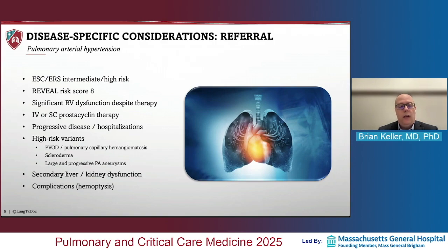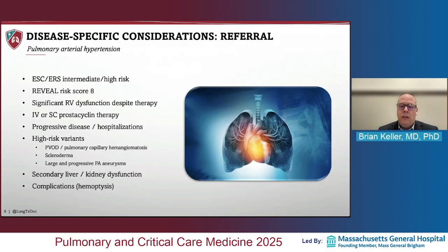There are a few high-risk variants, such as pulmonary veno-occlusive disease, pulmonary capillary hemangiomatosis, scleroderma, in certain patients that have very, very large and progressive pulmonary artery aneurysms. And these patients are at high risk for sudden death and should be referred early for transplantation.